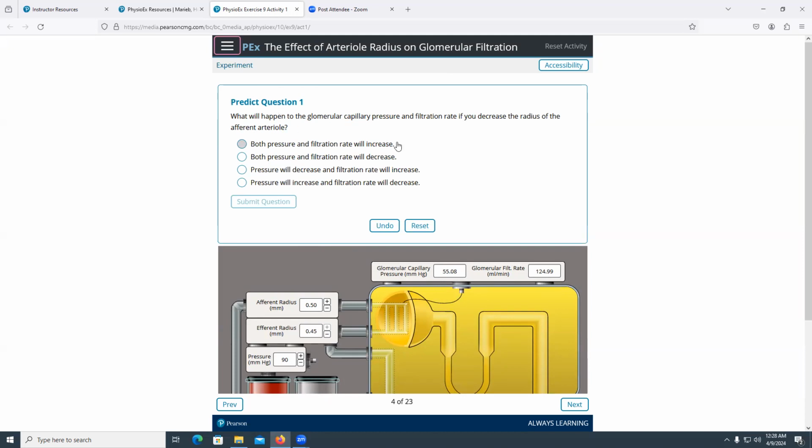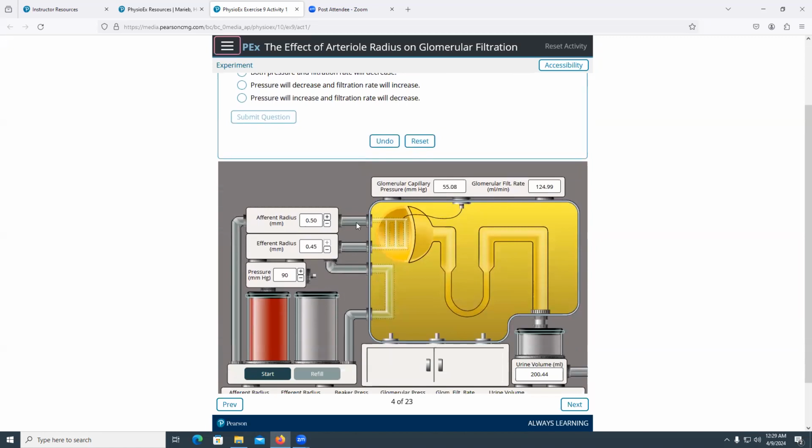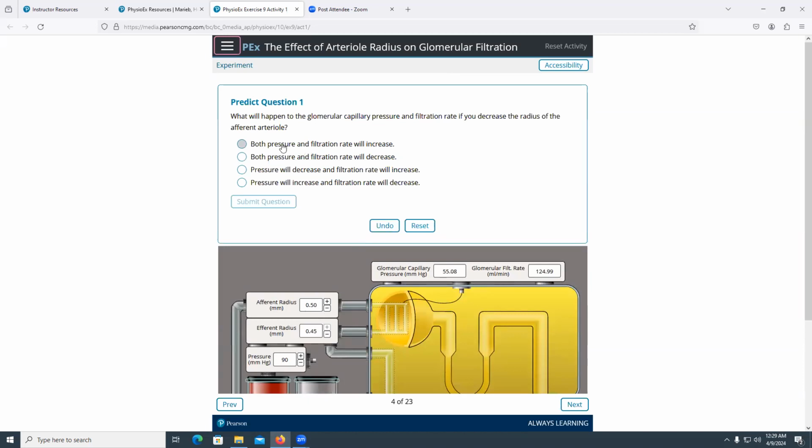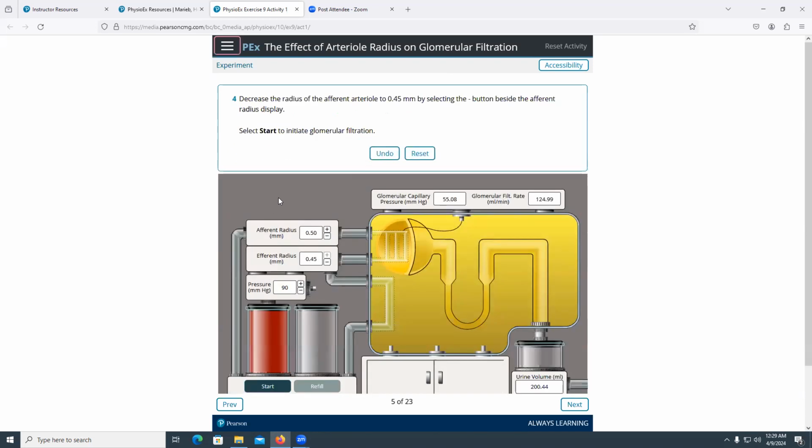What will happen to the glomerular capillary pressure and filtration rate if you decrease the radius of the afferent arteriole? If I decrease the radius of the afferent arteriole, less blood is going to come in. So the pressure will decrease and the filtration rate will decrease, both. That's my hypothesis. Now let's find out in the experiment.